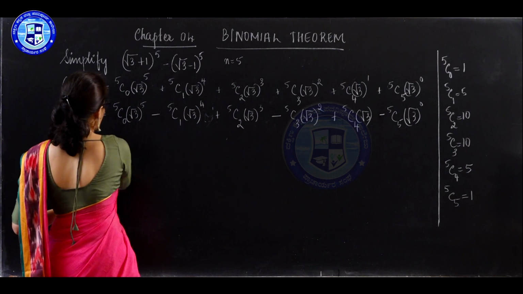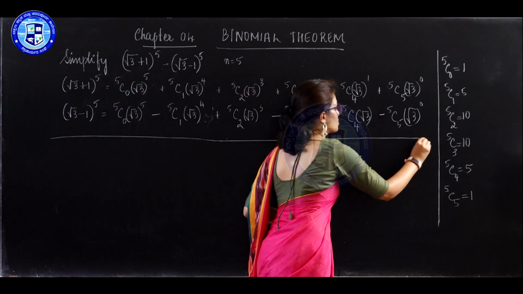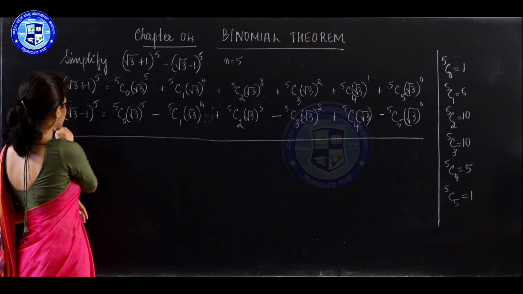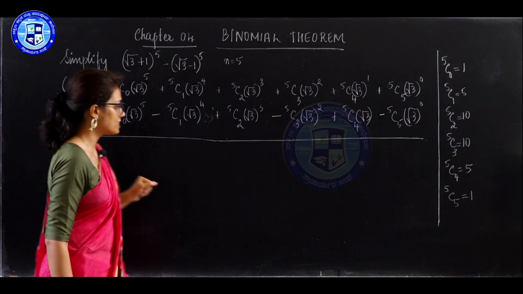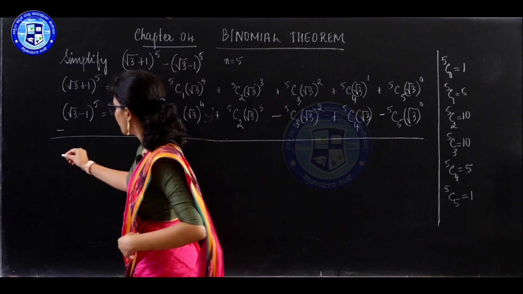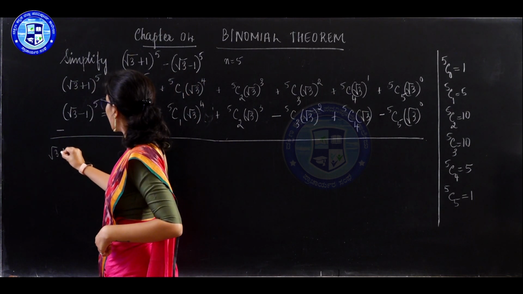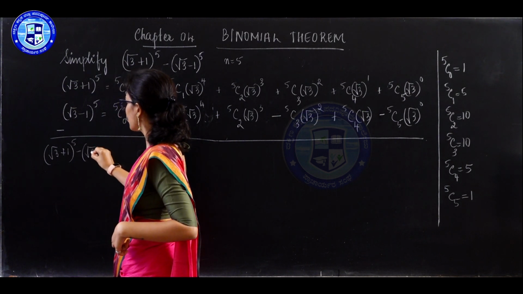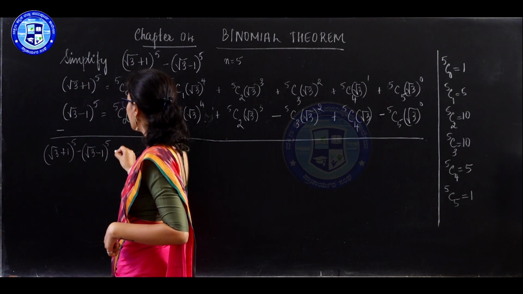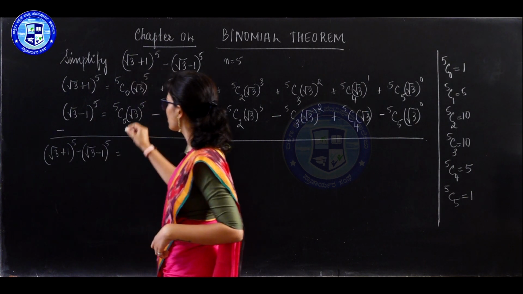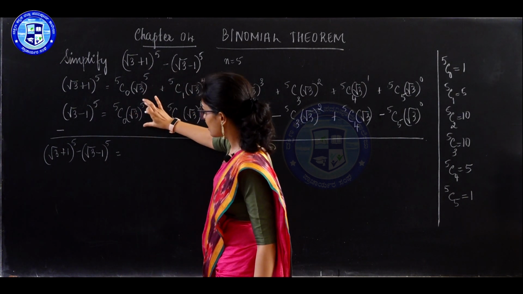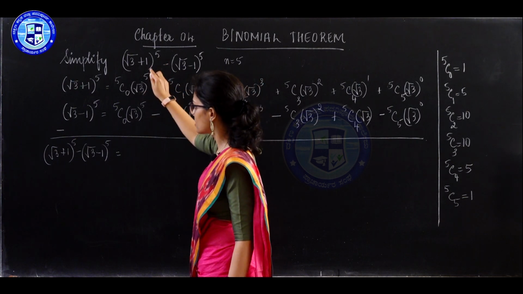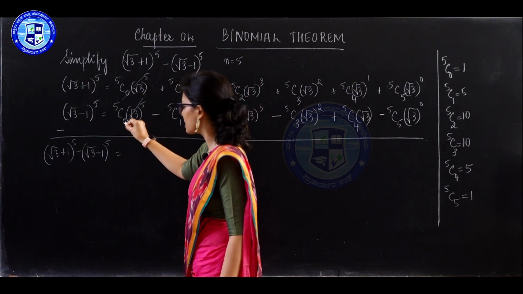Now, we are asked to subtract these two equations. See, this one minus this. So, let us subtract. Okay. So, left hand side, I will write this side first. We get (root 3 plus 1) to the power 5 minus (root 3 minus 1) to the power 5. Okay. So, now I am going to subtract this term from this term. Okay. So, this minus this will give us 0. So, this will cancel out.